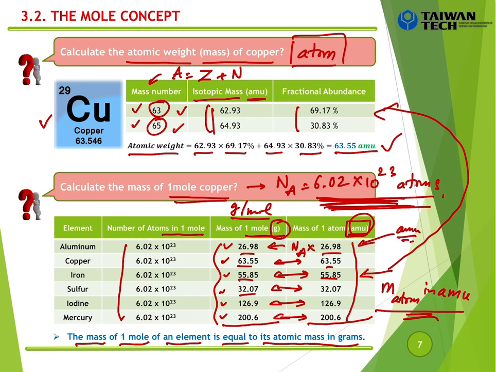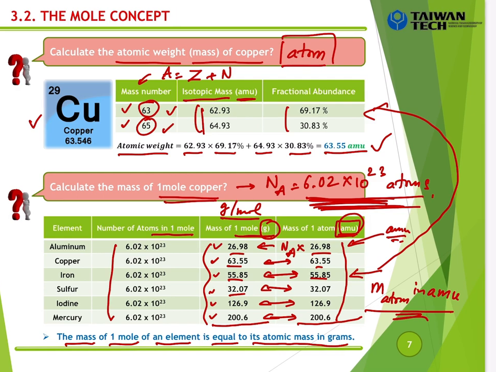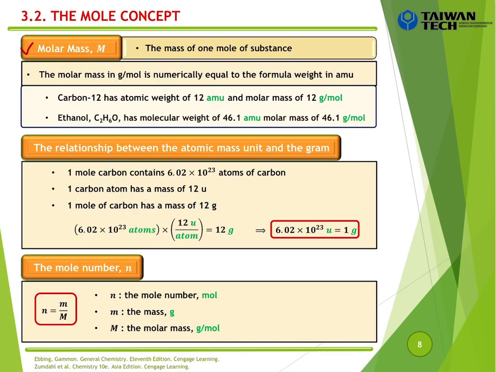That's the difference, okay? And when we talk about this, you know the mass for 1 mole, and we call that the molar mass, okay? And we use the symbol M, okay? Notation M for the molar mass. Molar mass means the mass of 1 mole of the substance, okay? The molar mass in gram per mole, the mass of 1 mole in gram, is numerically equal to the formula weight in AMU.